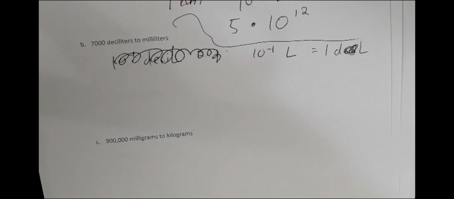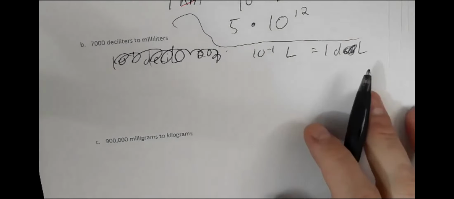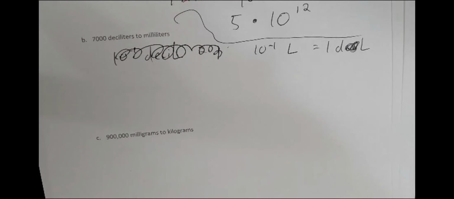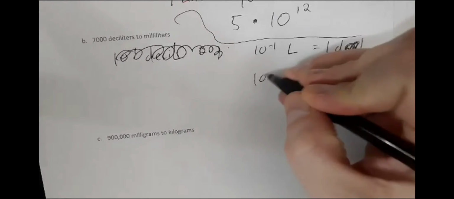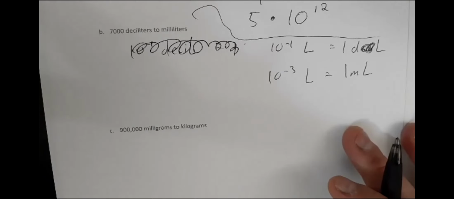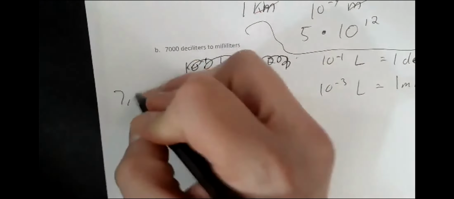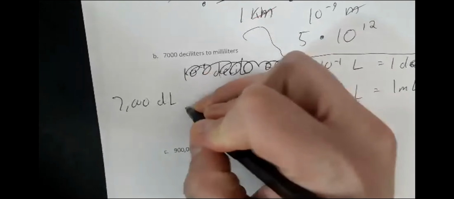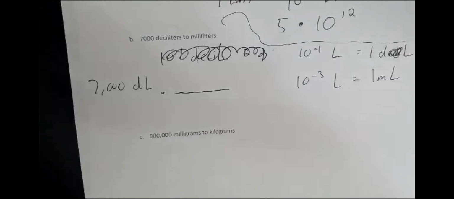I always get confused between deci and deca. They're really similar, right? One's an I, one's an A. And one's 10 to the minus 1 and one's 10 to the positive. So this is the 1/10, the fractional amount of liters, to milliliters, which are 10 to the minus 3. So if I start with 7,000 deciliters, I'm starting out with deciliters. The first thing I want to get rid of is what?